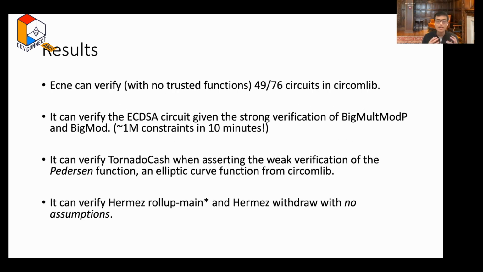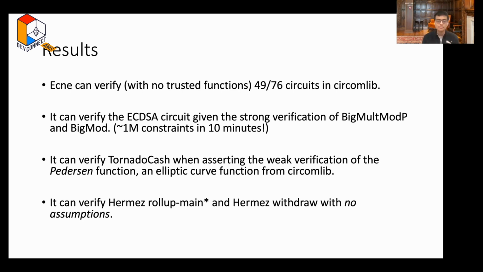Now let's talk about some of the very exciting results we got. Ecne can verify, with no trusted functions, 49 out of 76 of the circuits in circom-lib, which contains a lot of well-used functions. On the more practical side, let's first talk about the ECDSA circuit. This is a circuit used in Cabal, which we saw yesterday.